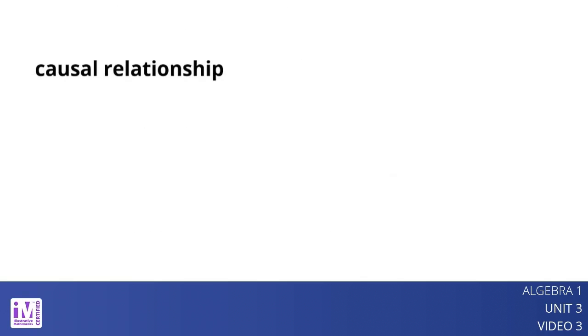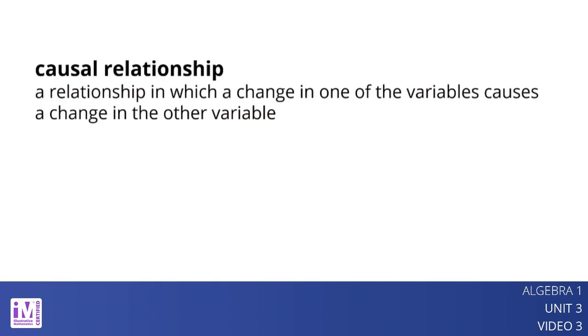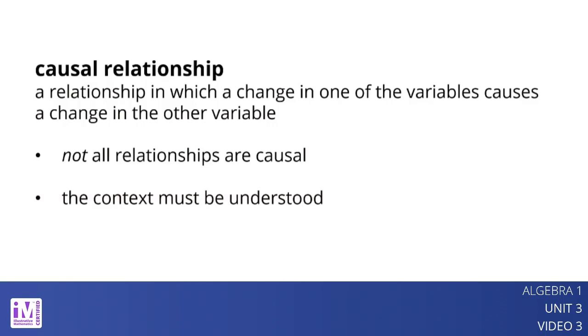Humans are wired to look for connections and then use those connections to learn about the world around them. One way to notice connections is by looking for a pair of variables with a relationship. A causal relationship is a relationship in which a change in one of the variables causes a change in the other variable. One common mistake people tend to make using statistics is to think that all relationships between variables are causal. Scatterplots can only show a relationship between the two variables. To determine if a change in one of the variables actually causes a change in the other variable, or has a causal relationship, the context must be better understood and other options ruled out.